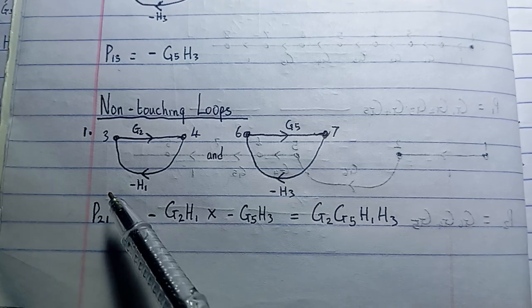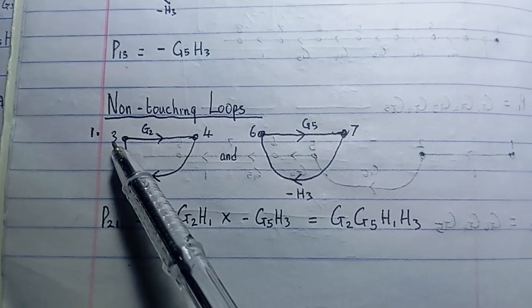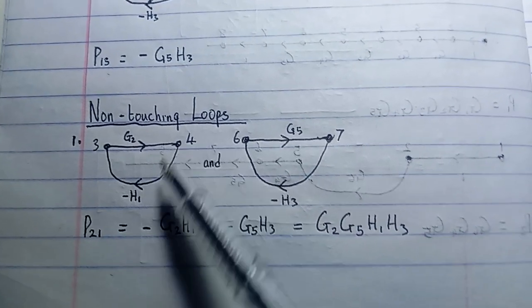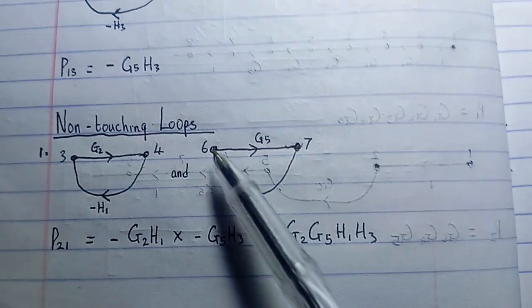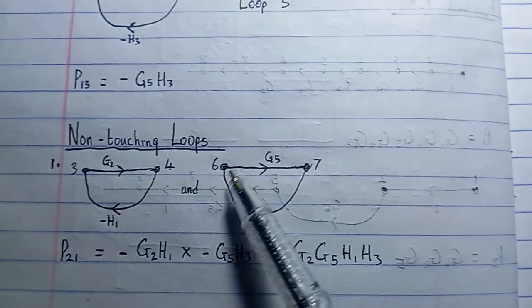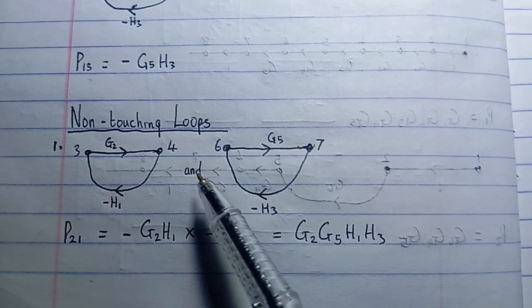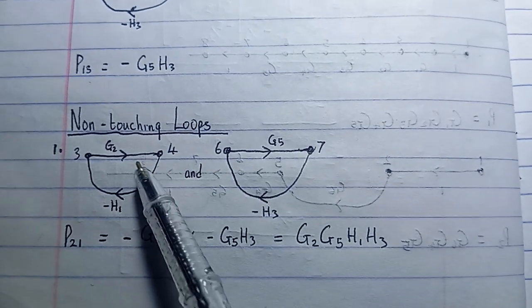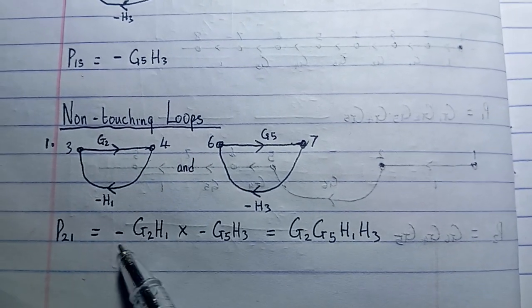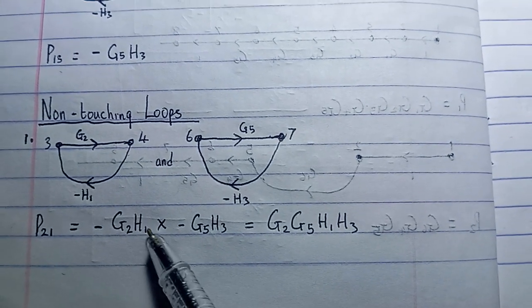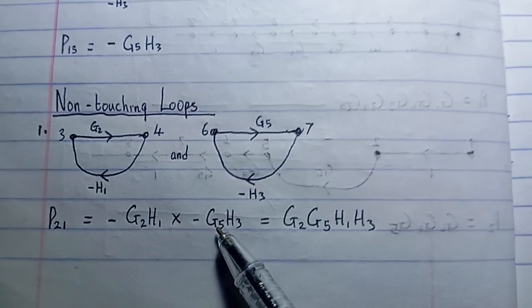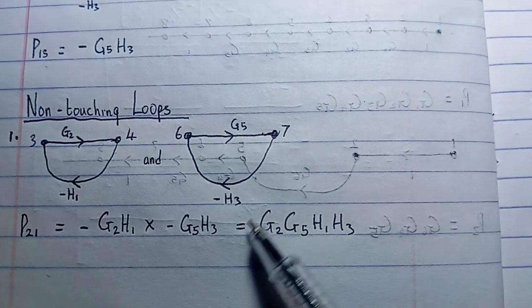Okay, so for the non-touching loops now, we have 3, 4, and back to 3, and 6, 7, and back to 6. These two loops do not touch each other. So we're going to do the gain here, and that is minus G2 H1 times minus G5 H3 to give us this value.